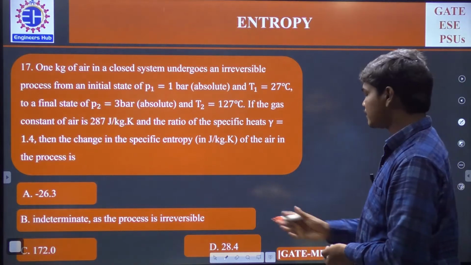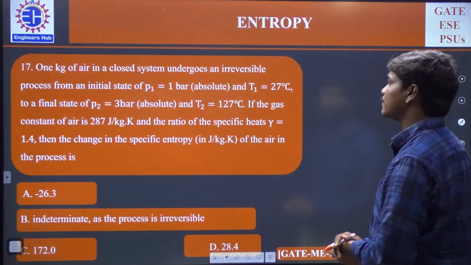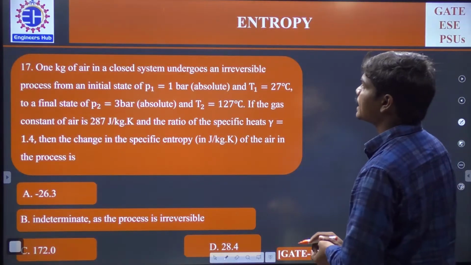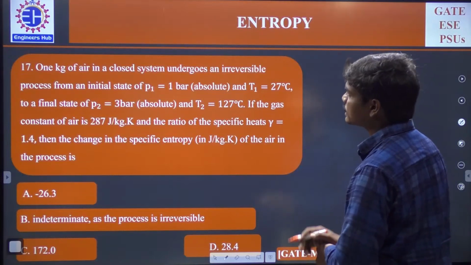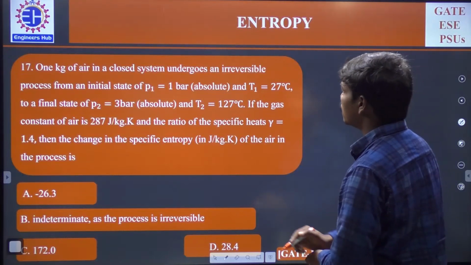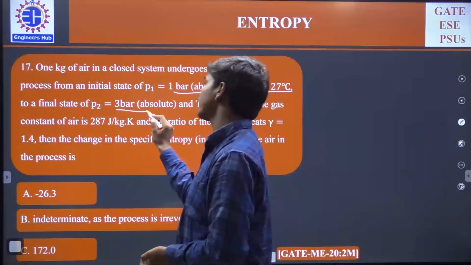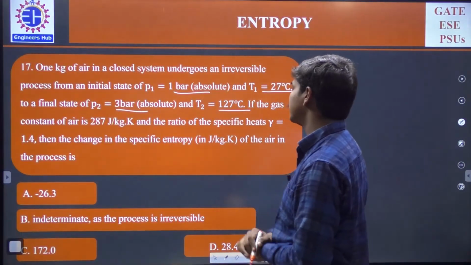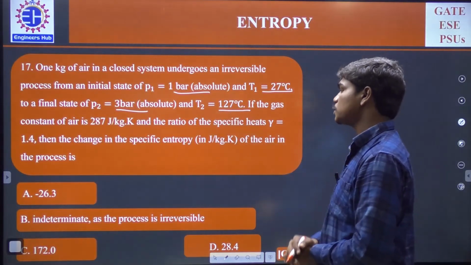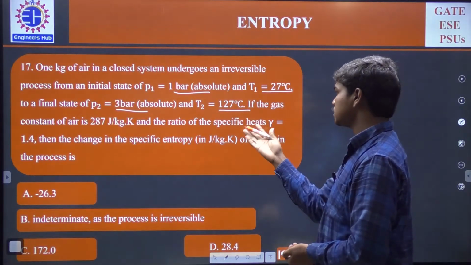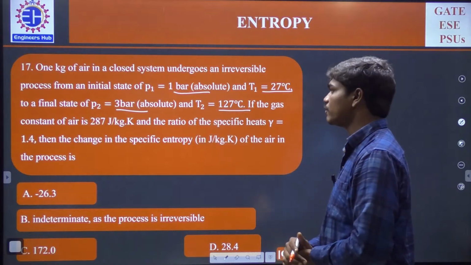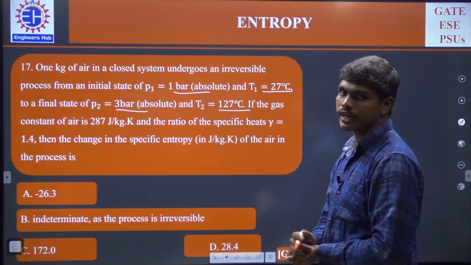1 kg of air, it was asked in GATE 2020. This is the last question that we'll discuss today and we'll make a move. 1 kg of air in a closed system undergoes an irreversible process from an initial state of 1 bar absolute pressure, of course, T1 is 27 degrees centigrade, to a final pressure of P2 3 bar and 127 degrees centigrade. If the gas constant is 287 joule per kg Kelvin and the ratio of specific heats gamma is equal to 1.4, change in specific entropy. Can you calculate?